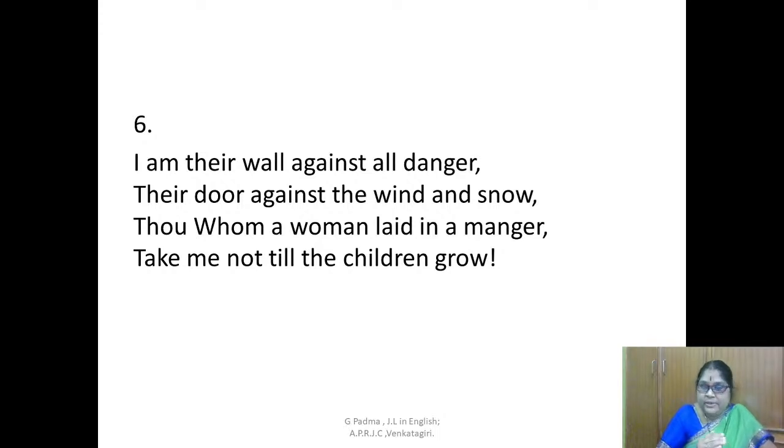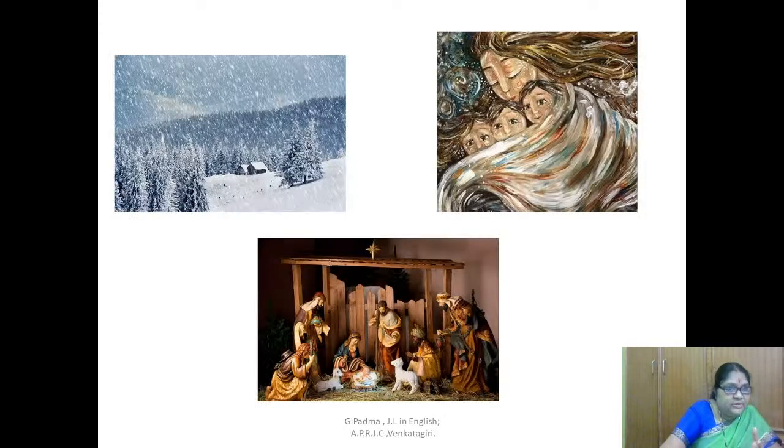We'll look at these two lines only first. See, I am their wall against all danger, their door against the wind and snow. See the snow here in this picture now, how it is falling. The snowfall, as a great snowfall, is there for them, not for us, but where it is highly important for them, difficult for them to go out of their house, or even inside the house, it's very difficult for them to move. So from that snow and danger, the mother protects the children.